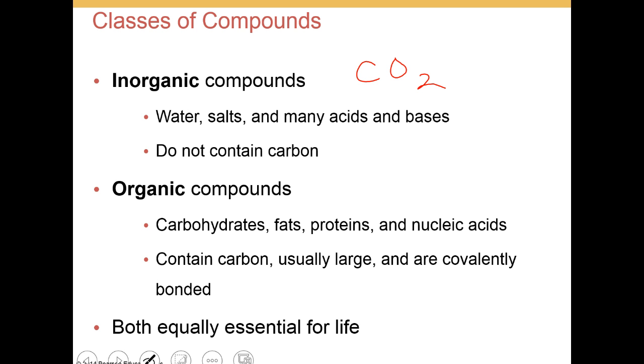Organic compounds are carbohydrates, lipids or fats, proteins and nucleic acids. They contain carbon, usually are really large, and they're covalently bonded together. But we need both of these for life.